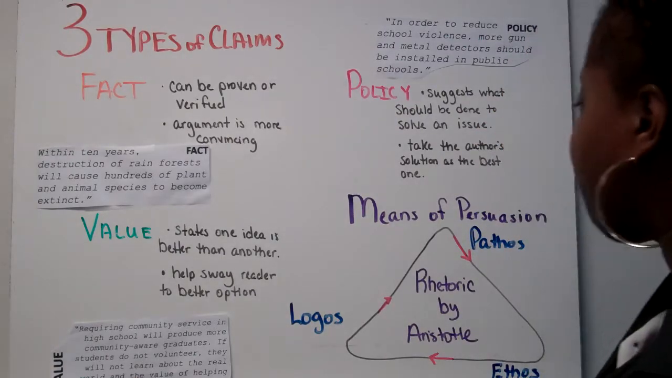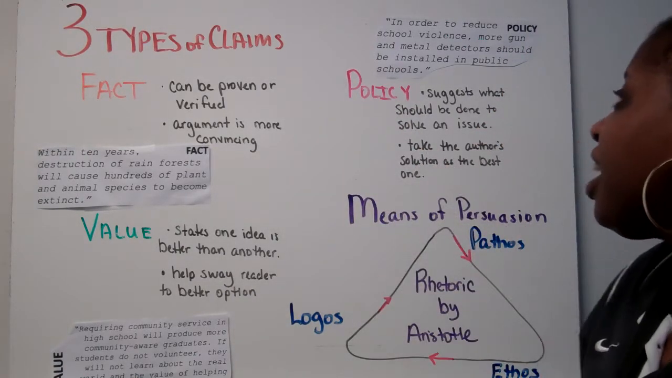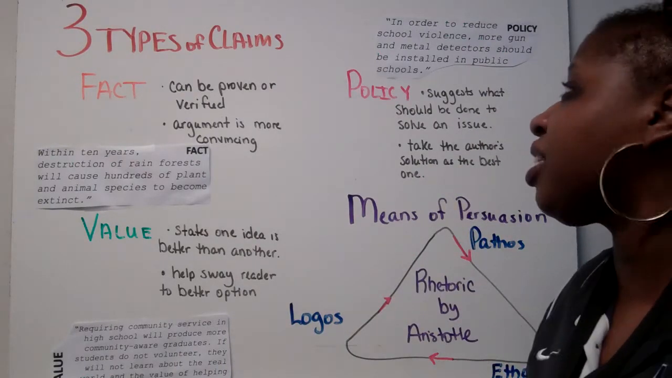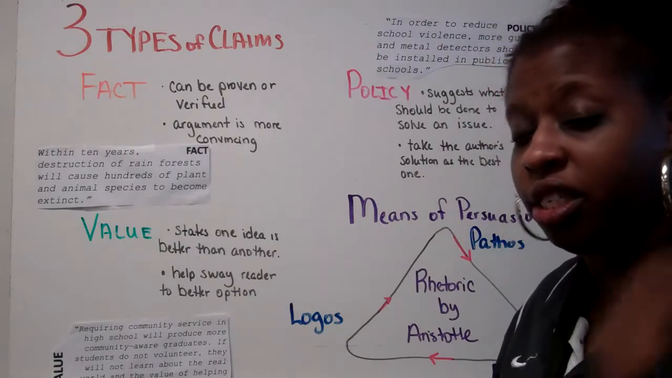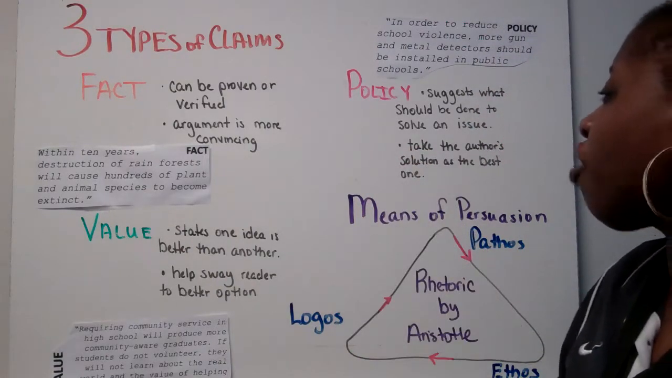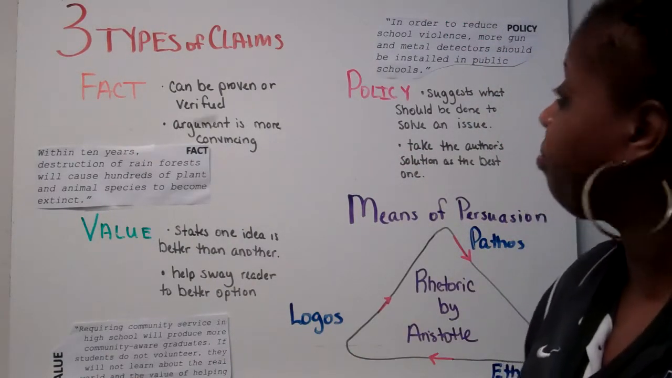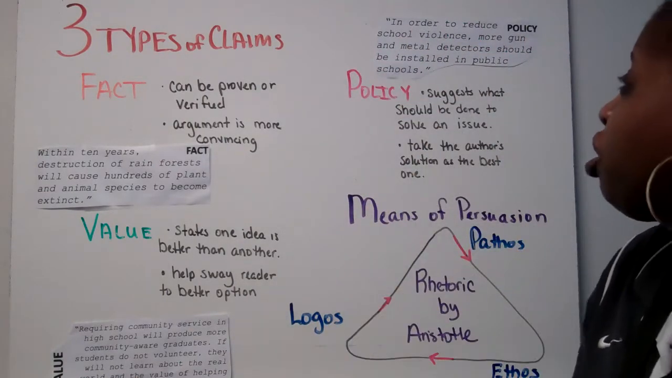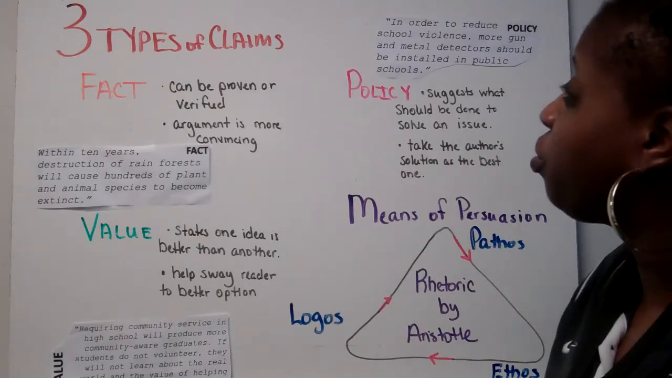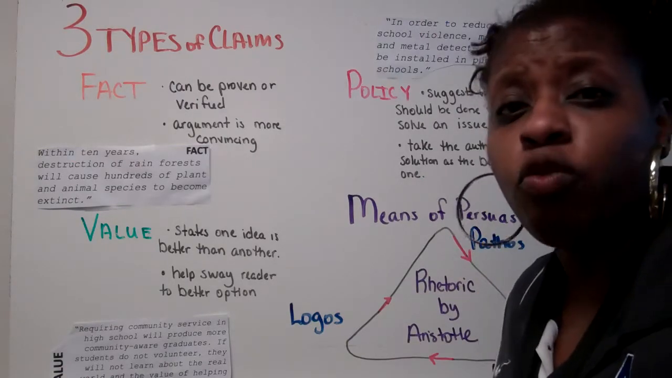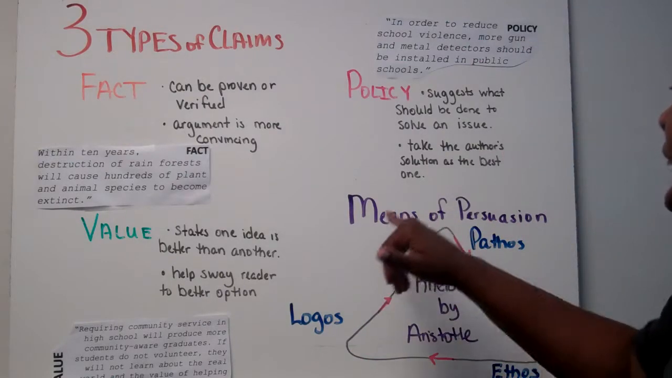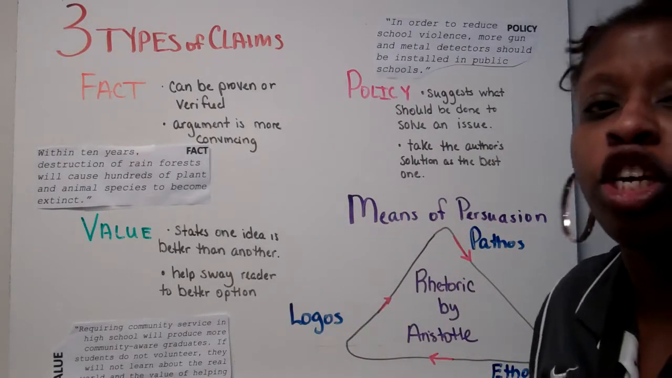And then the last one we have is claim of policy. It suggests what should be done to solve a problem. So you typically see claim of policy in problem-solution text. It takes the author's solution as the best one. In order to reduce school violence, more guns and metal detectors should be installed in public schools. Now, after a writer chooses what type of claim they're going to use, they have to decide what means of persuasion they're going to use to do it.